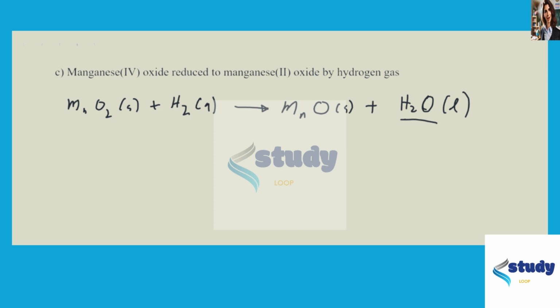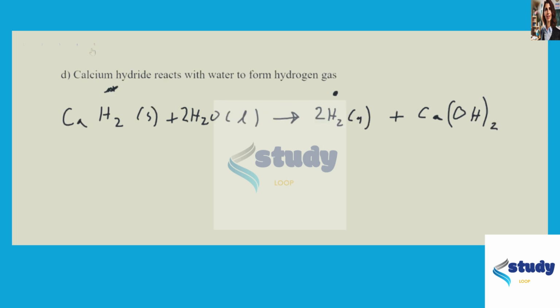In our third example, we have manganese 4 oxide being reduced by hydrogen gas to form manganese 2 oxide. And then in the last one, we had calcium hydride, wherein the hydride was being oxidized by water to form hydrogen gas. I hope that was helpful.